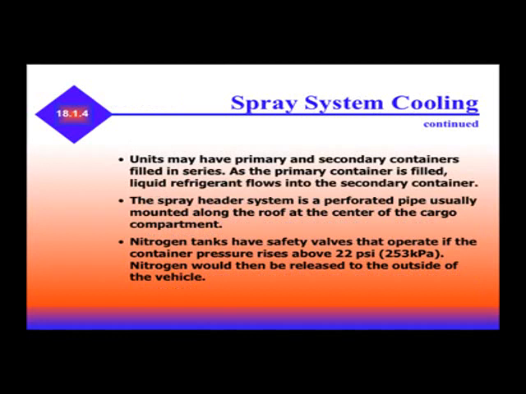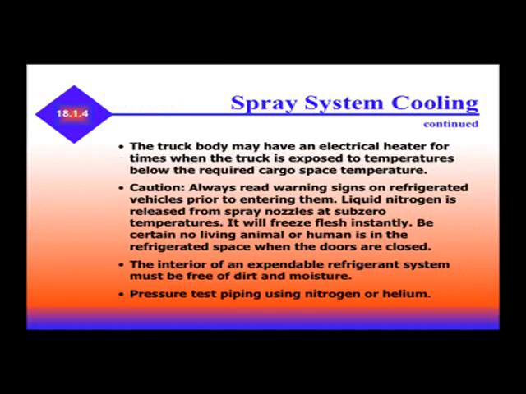The units may have a primary and secondary container filled in series. As the primary container is filled, the liquid refrigerant flows into the secondary container. The spray header system is usually a perforated pipe, usually mounted along the roof at the center of the cargo compartments. Nitrogen tanks have safety valves that open if the container rises above 22 psi. Nitrogen would then be released to the outside of the vehicle.